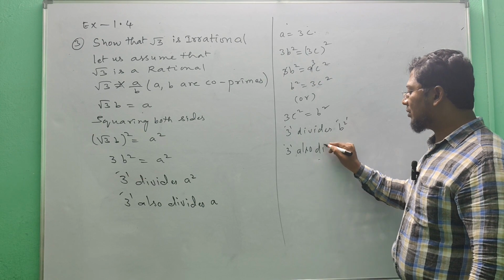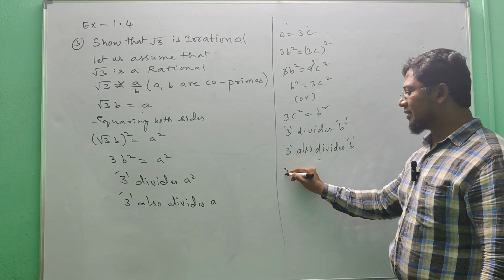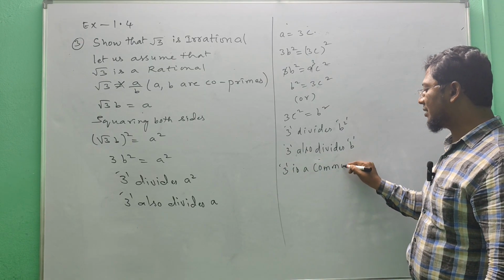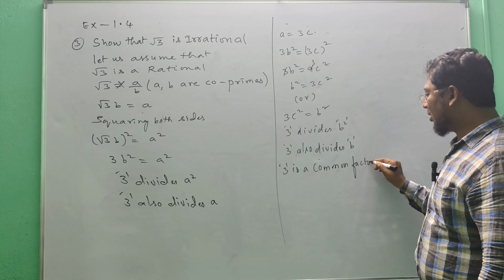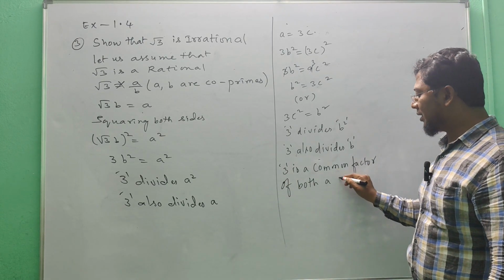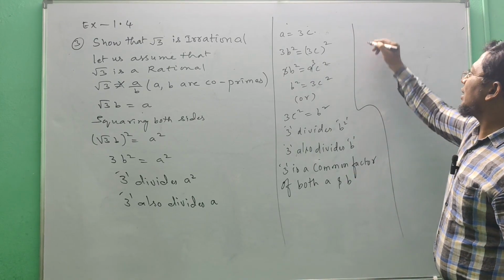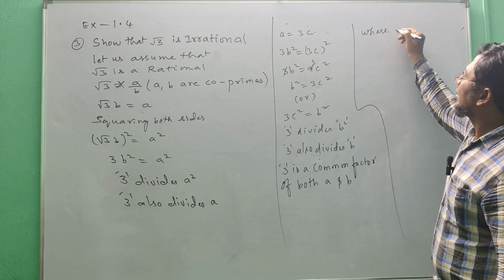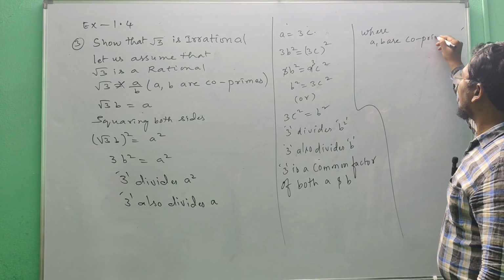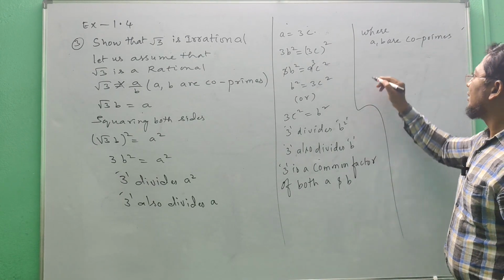3 also divides b, which means 3 is a common factor. Very nice. Common factor of both. What are the both? a and b. Where a, b are co-primes. Where a, b are what? Co-primes. Co-primes means you know well, it does not have a common factor other than 1.